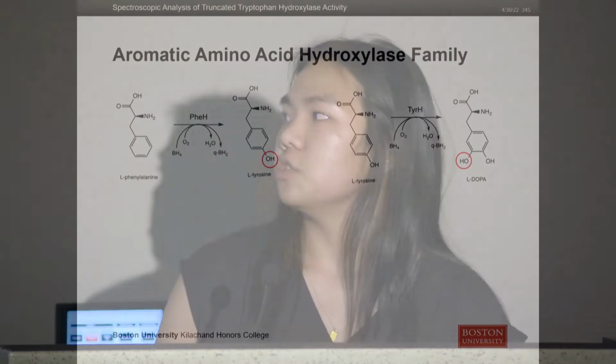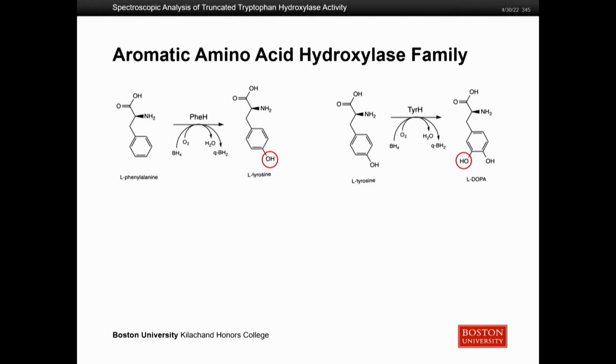And so the other enzyme in this family is tyrosine hydroxylase, and that is used to convert tyrosine to L-DOPA. L-DOPA is the precursor to the neurotransmitter dopamine. And so mutations in this particular enzyme are associated with Parkinson's disease. So if you're not able to make L-DOPA, you're not able to make dopamine, and you can see that with Parkinson's.